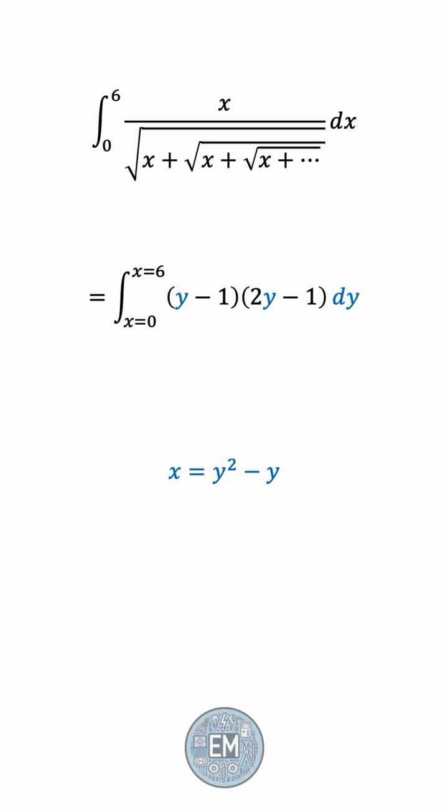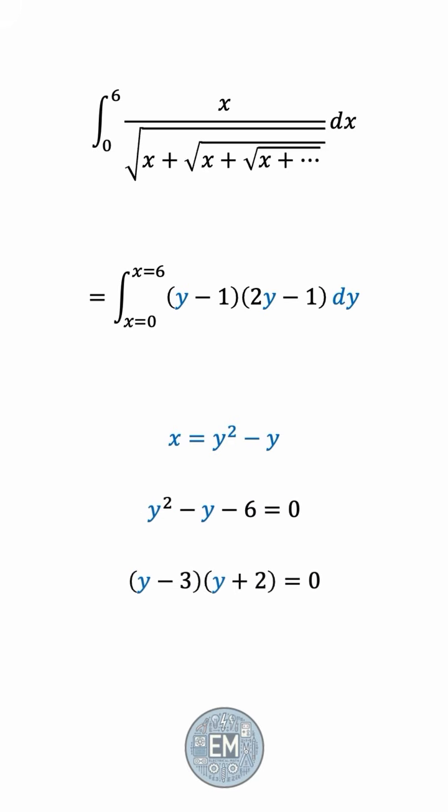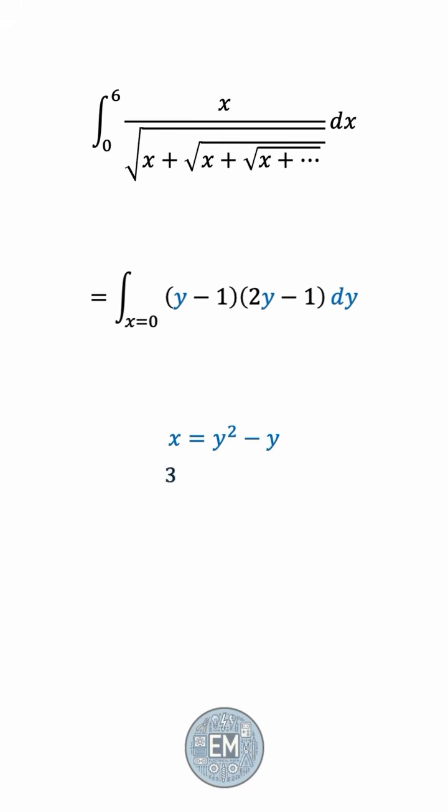When x is equal to 6, we have y squared minus y equals 6. This is a quadratic equation to which there are two solutions, positive 3 and negative 2. y is an infinitely nested square root. It's a square root, so it must be a positive quantity. And so we reject the negative 2 and accept the positive 3.